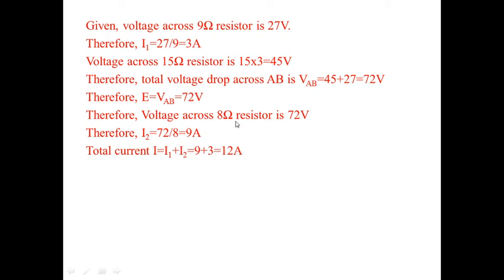Therefore, the voltage across the 8 ohm resistance is 72 volts. Therefore, current I2 is V divided by R, so 72 divided by 8, that is 9 amps.